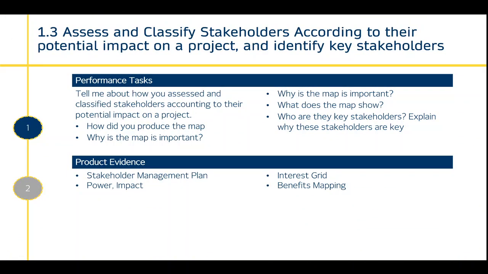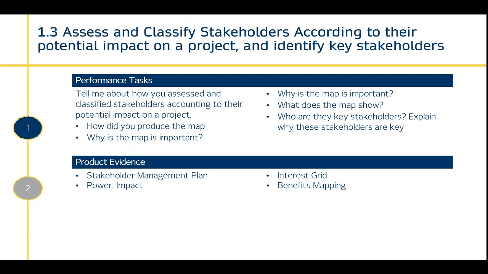1.3: assess and classify stakeholders according to their potential impact on a project and identify key stakeholders. So this is about assessing stakeholders' impact. Senior directors are going to have a large impact on your project. For example, people who are lower down the organisation chart are going to have less of an impact, but that's not to say they have no impact. There could be some people who have technical expertise and therefore they'll have quite a lot of impact on a project. So it's important to be able to identify stakeholders' influence or impact on a project.